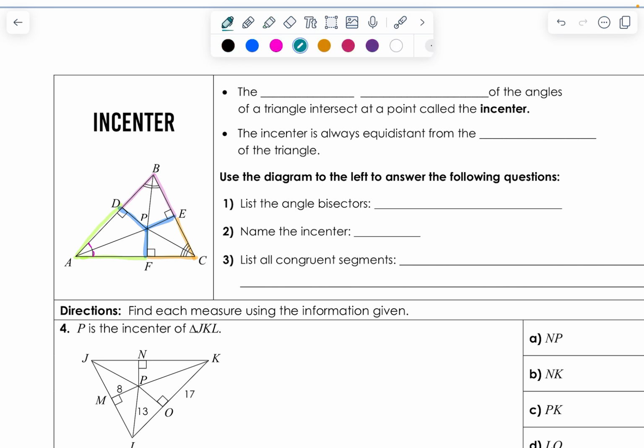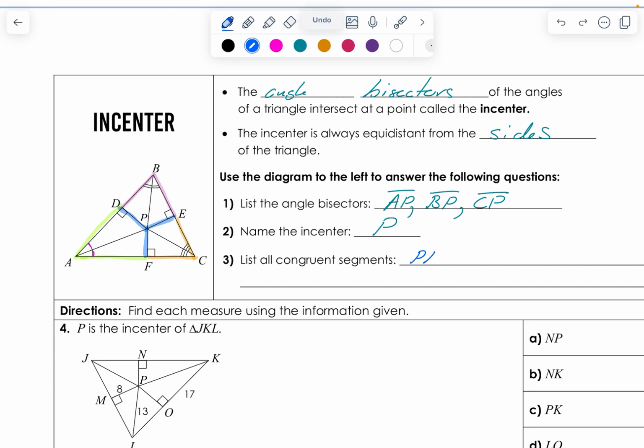Let's fill in our words here. It says the angle bisectors of the angles of a triangle intersect at a point called the incenter. The incenter is equidistant from the sides of the triangle. So the angle bisectors here are AP, BP, and CP. The incenter is P.